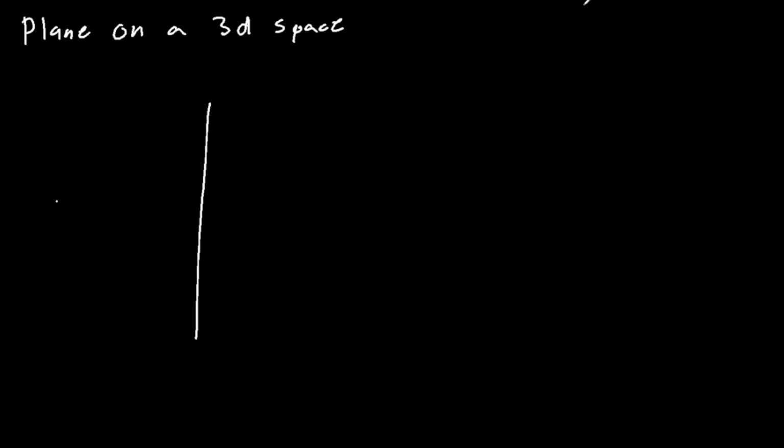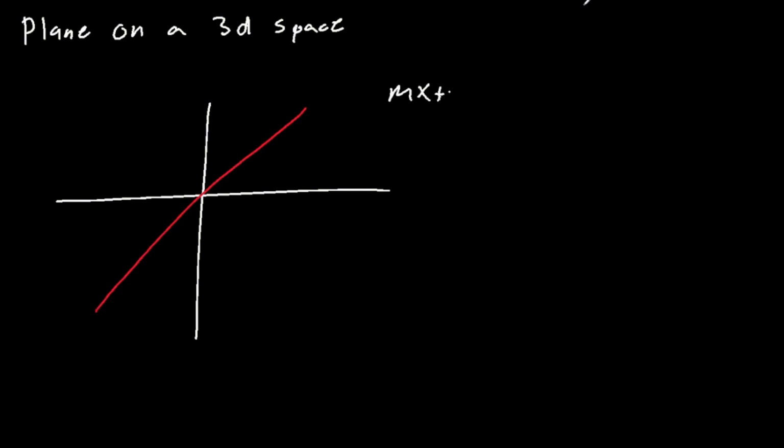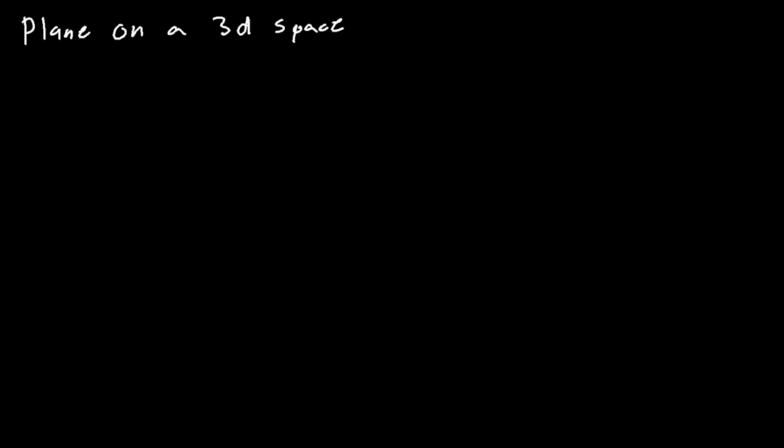In a traditional Cartesian plane, you have a line, and there are multiple ways to represent that line. I know mx plus b, slope-intercept form, and there's also y minus y null is equal to m times x minus x null. This is point-slope form. You can represent a one-dimensional line in a two-dimensional space, but you can also represent a two-dimensional plane in a three-dimensional space. So how can you do that?